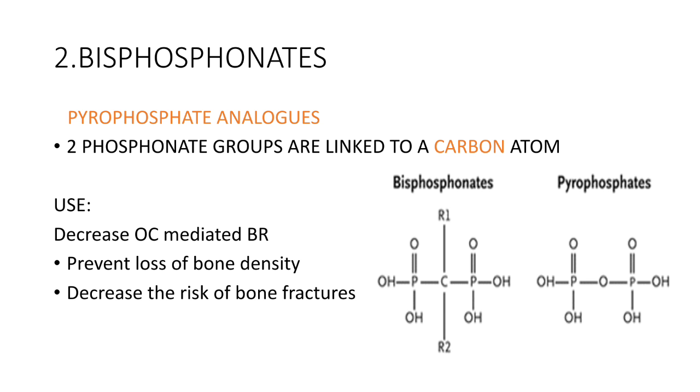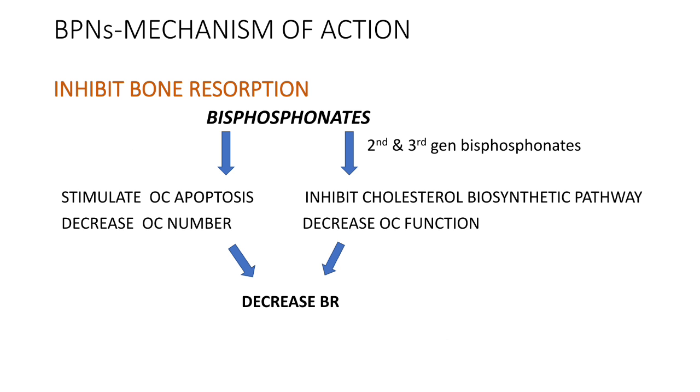Next class of drugs is bisphosphonates. These are analogues of pyrophosphates and they contain two phosphonate groups. Hence they are called bisphosphonates or diphosphonates. Two phosphonate groups are linked to a carbon atom that replaces oxygen in pyrophosphates. Mechanism of action of bisphosphonates is they inhibit bone resorption.